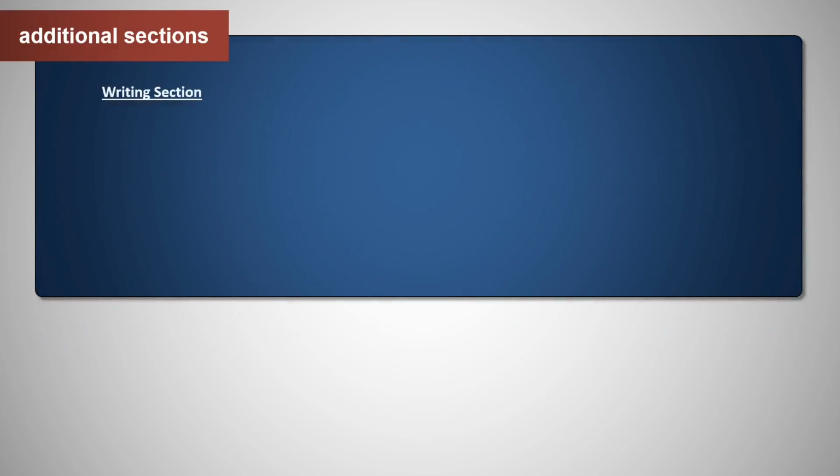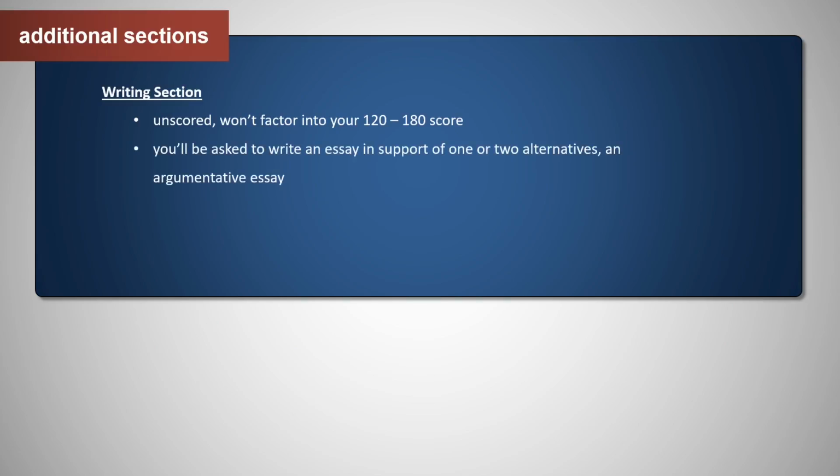There is additionally a writing section, and this is unscored, so it does not factor into your scale score of 120 to 180. You'll be asked to write an essay in support of one of 2 alternatives. It'll be an argumentative essay, so you'll have to make an argument. And as I mentioned, it's actually not given during the administration when you're taking the test. You do that separately via the internet when you get home.